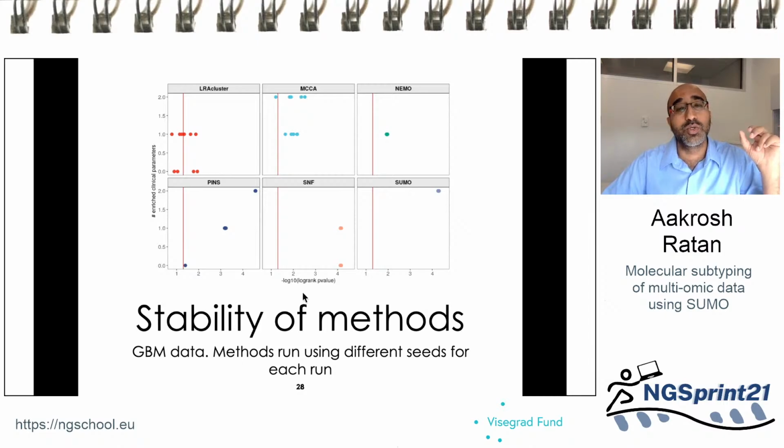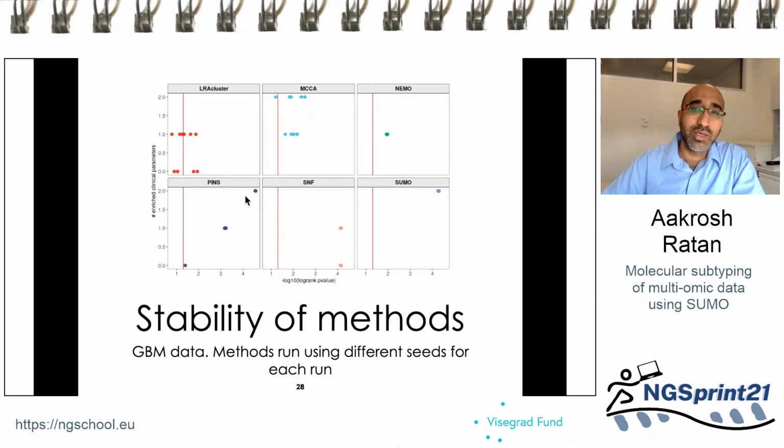And what we tried to do was essentially run each method 10 times and then ask, okay, do we get the same cluster every time? Do we get the same number of enriched clinical parameters every time? And for some methods like NEMO and SUMO, that is true. We do get the same results most of the time, as long as, again, you choose the optimal number of clusters correctly. For other methods, we see some variance, right? And for some methods, it's all over the place.